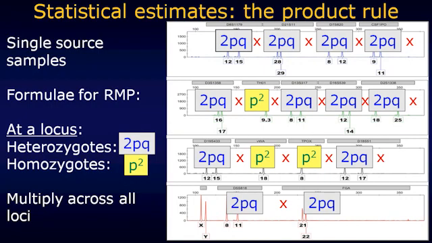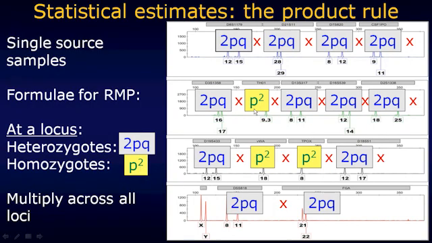Okay? Remember, the random match probability is telling us what's the chance that a randomly chosen individual from a given reference population would have the same combination of alleles that we see in this suspect and in this evidence sample across all of the loci for which we have information. All right? And the way we're going to get there is simply by multiplying 2 times p times q for heterozygous loci and p squared for homozygous loci.